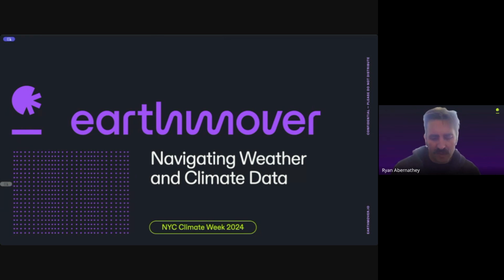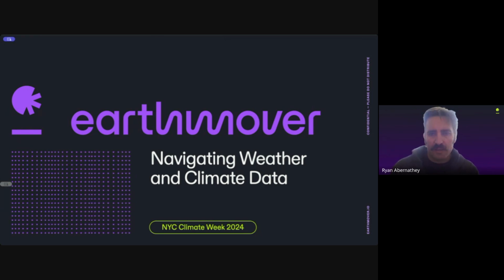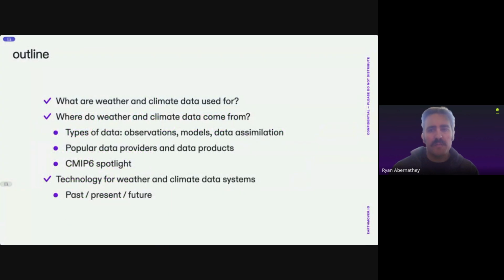So just some logistics and a quick outline here. What I'm going to be talking about today is really giving a high-level overview of the weather and climate data ecosystem from my point of view as a practitioner and developer in this space for many years. We'll talk about what weather and climate data are useful for, where they come from, and then talk a little bit about the technology for working with weather and climate data, including the platform that we are building here at Earthmover. This is going to be a lot of fun.